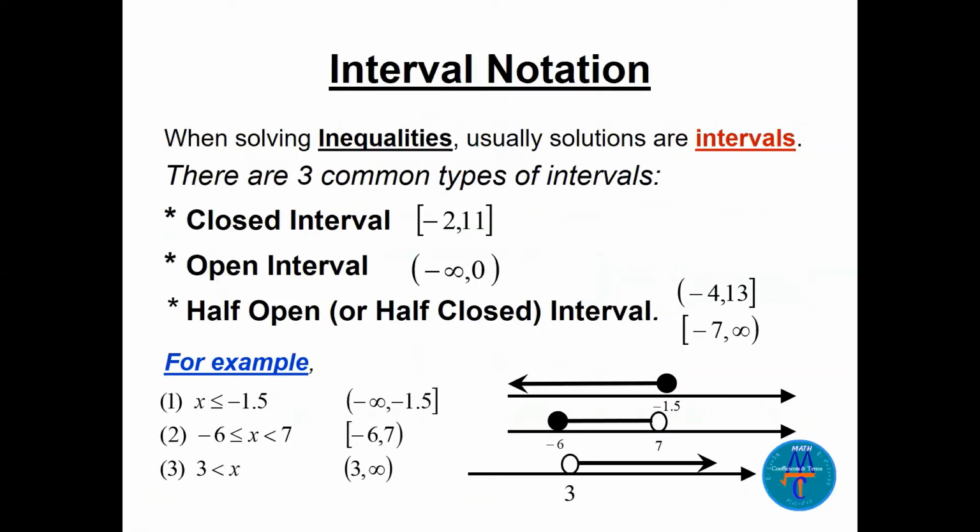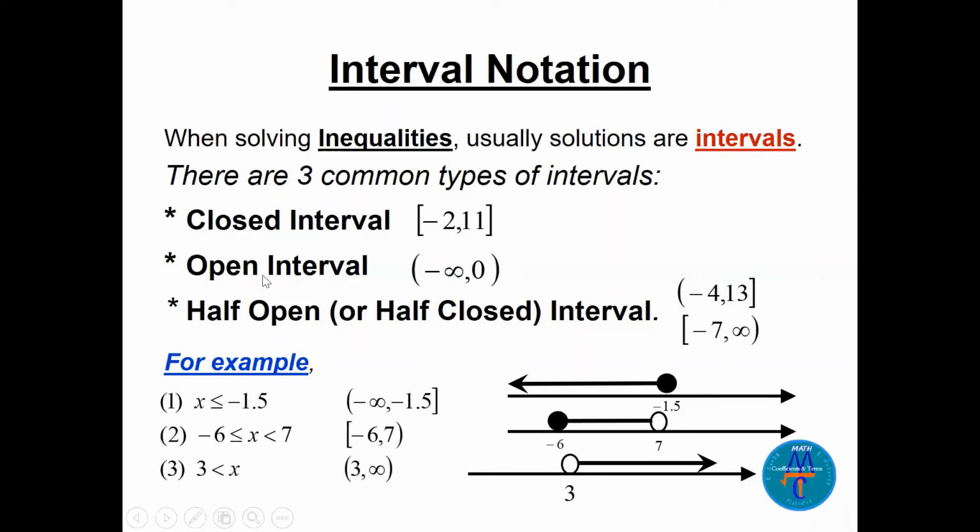Interval. Here we have to know the word interval. Interval notation is used in inequalities. There are 3 types of intervals: closed interval, like -2 to 11; open interval, like -infinity to 0; and half open or half closed, like -4 open until 13. Remember, when we say -2, 11 or -infinity, 0, we are considering all the real numbers between these 2 numbers. That's interval. So it's not like 1, 2, 3, 4. It's all the numbers from -2 to 11. That means -2, -1, 0, 0.1, minus half, 3.6, 3.4, 4.1, 5.6, until we reach 11.